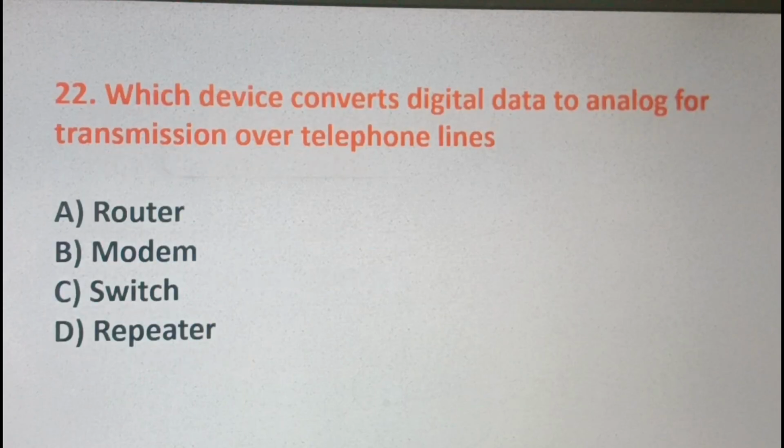The next question, which device converts digital data to analog for transmission over telephone lines? Router, modem, switch, repeater. The correct answer is option B, modem.